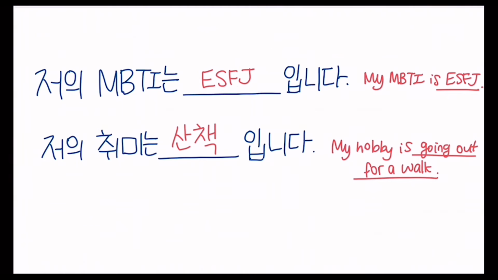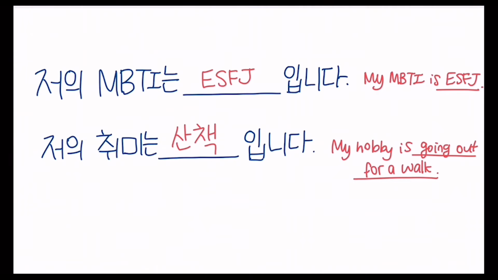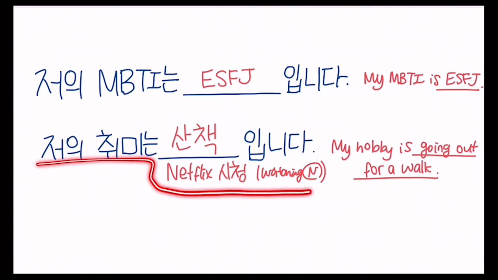Yeah. 저의 취미 means hobby. 산책입니다. So this is just a word which is going out for a walk. Let's say you like to watch Netflix. Then you can say 저의 취미는 Netflix 시청. 시청 means watching, right? So this is watching. I'll just put Netflix. 저의 취미는 넷플릭스 시청입니다.